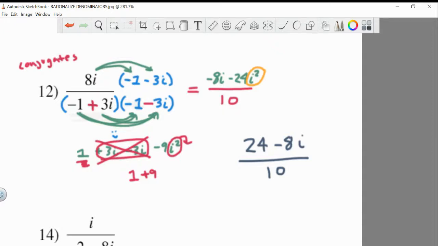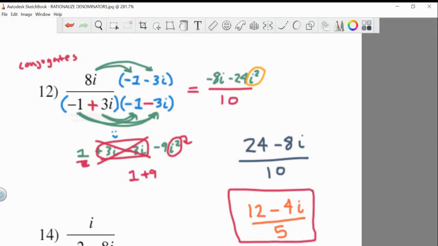Now, technically, we get stuck doing this all day. Technically, this answer could be better. We've got 24 and 8 and 10. We've got these three numbers. And if all three of these numbers can be reduced, we're able to reduce these fractions. Is there any number that is a factor of 24 and 8 and 10? 2, of course. And so we can halve all these numbers, okay, and we can get 12 minus 4i over 5.